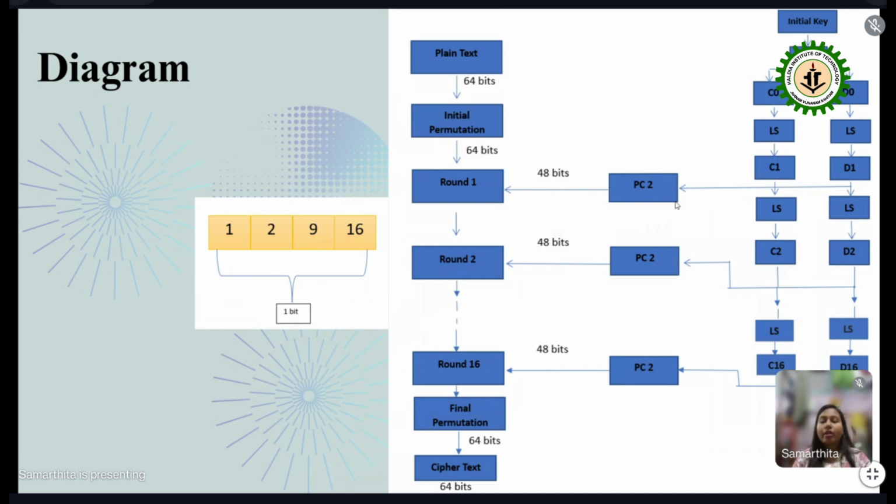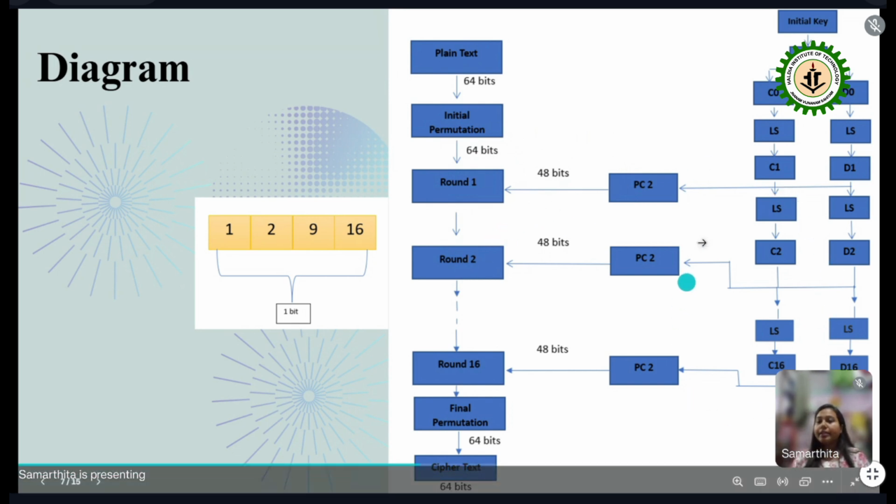That is why it is called permuted choice 2. This is the compression of bits, and after that we get 48 bits, and these 48 bits go under round 1. Means the initial permutation of 64 bits, and after permuted choice 2, these 48 bits go under round 1. Then round 1 happens, and the output of round 1 goes into round 2. Means the output of round 1 is the input for round 2.